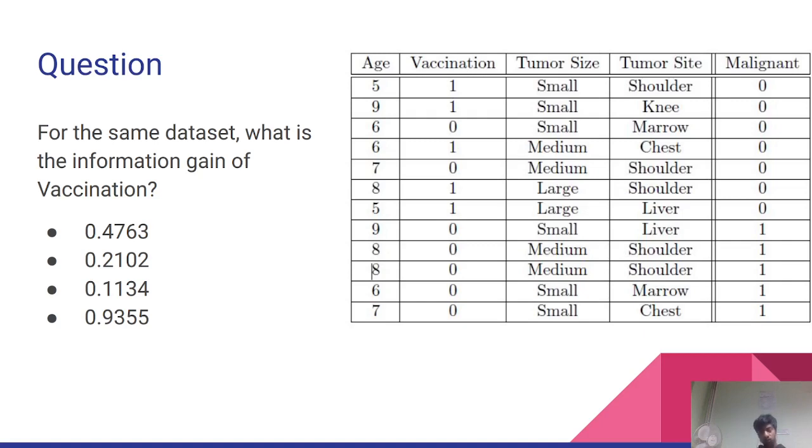Wherever vaccination is 1, all the malignants are 0, and when the vaccination is 0, we have to split into 2 again, in some cases.